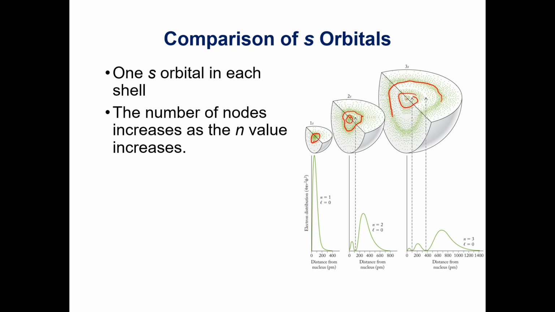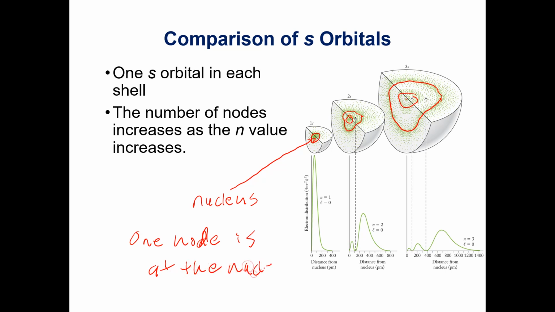One of the nodes is fairly obvious. It's right here at the center of the atom. And what is at the center of the atom? If we think back to our model of the atom, the center of the atom is the nucleus. So one of the nodes is at the nucleus. We're not going to find an electron in the nucleus of an atom, so we know that that's one of our nodes.